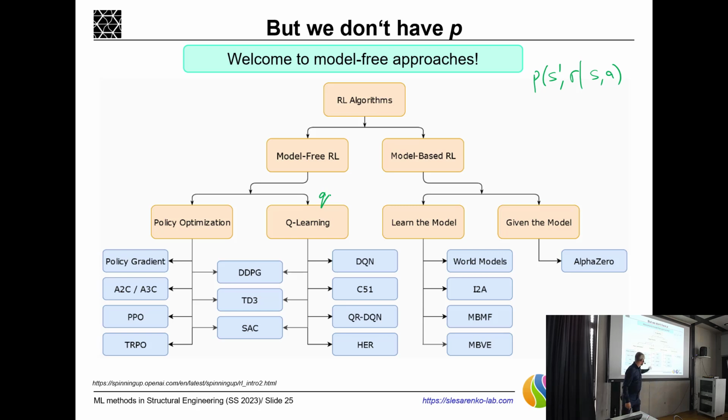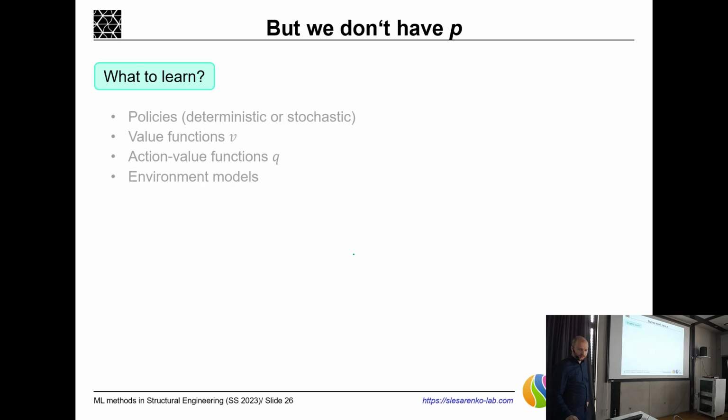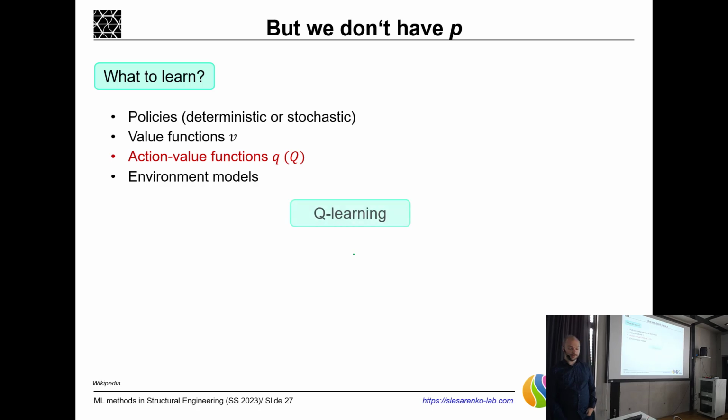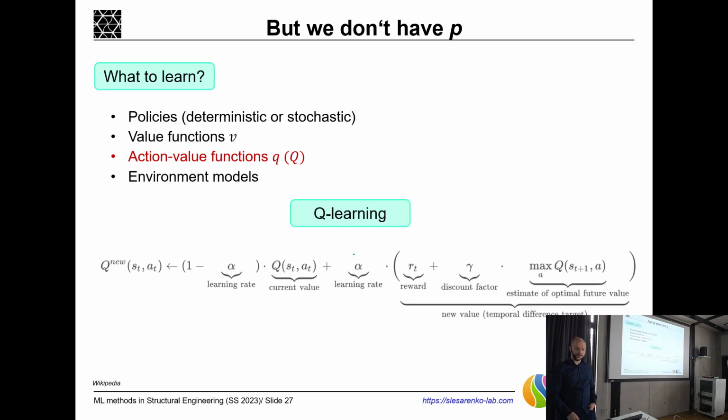And Q-learning is the basic umbrella term. And this is so-called deep Q networks. And that's where the beauty is. So in general, again, this is what we can learn: policies, value functions, action value functions, or environmental models. That's the scheme from before. What we are doing most often is action value functions, and this is called Q-learning.